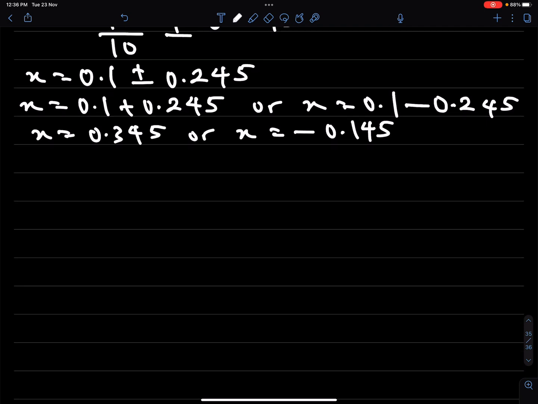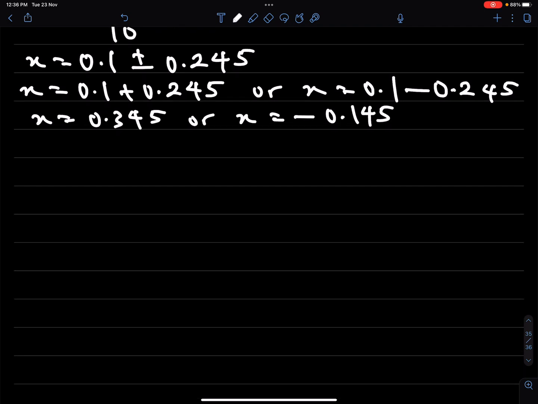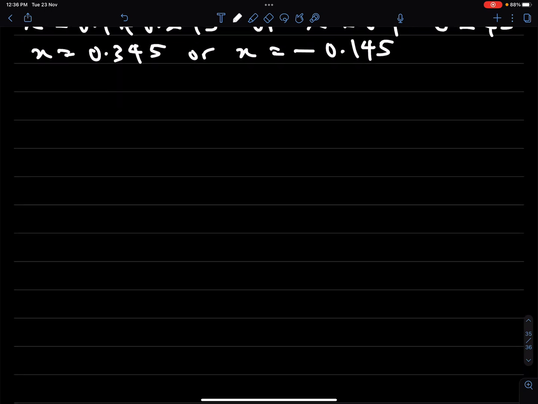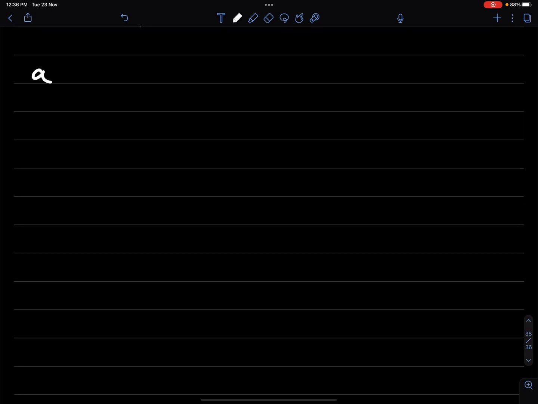Now let's go straight to how we can use it to derive the quadratic formula. The general quadratic equation is of the form ax squared plus bx plus c equals 0. Now I want to solve this equation by the completing the square method, and that's what's going to lead to the quadratic formula.